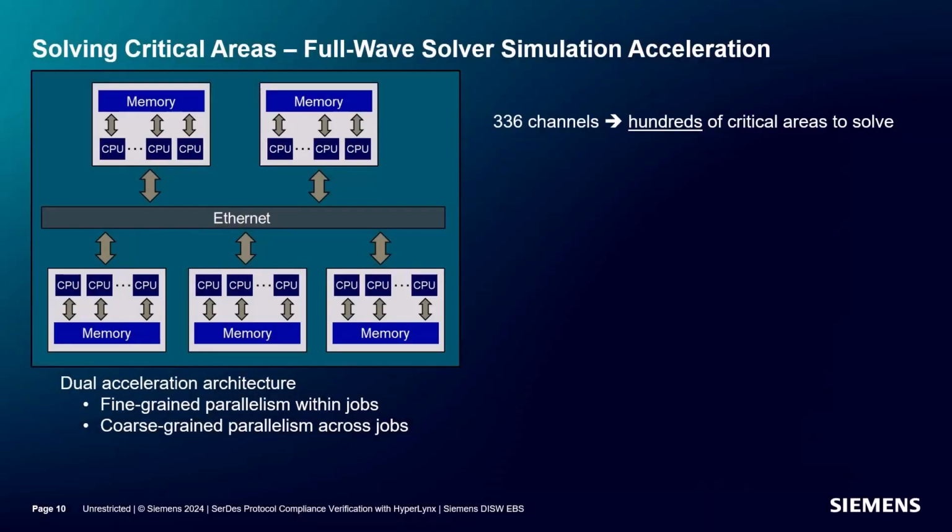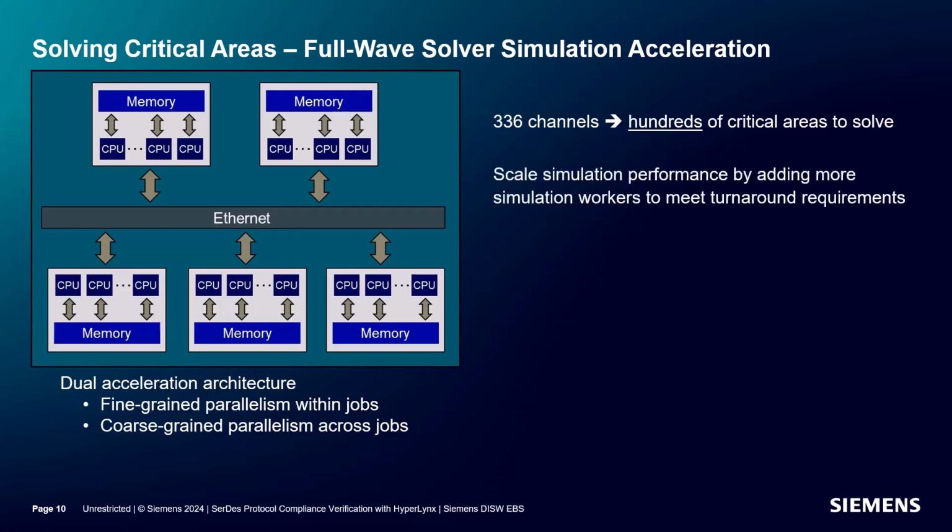The 336 channels on the design we showed earlier will produce hundreds of critical areas that need to run in the full wave solver. Running all those jobs one after the other will take too long. Hyperlinks lets us scale solver performance by running jobs in parallel. Hyperlinks actually allows two forms of acceleration. We can add more cores to each job to make it run faster, and we can run jobs in parallel to make the total process run faster.